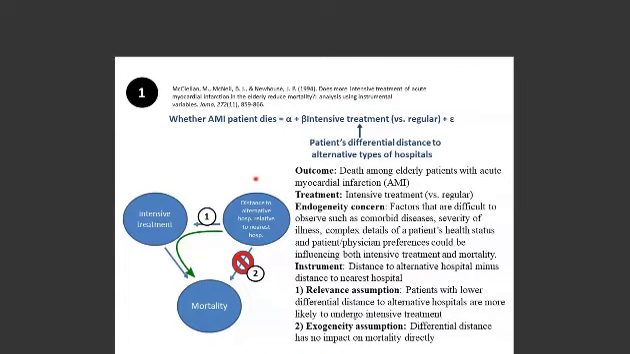So looking at our picture here, we're saying that, again, the relevance is that the distance to alternative hospital relative to nearest hospital does have an impact on intensive treatment, meaning that patients that live closer to the alternative hospital are more likely to get intensive treatment. And this differential distance doesn't have a direct impact on mortality. The only impact it has on mortality is through this indirect channel of impacting the endogenous regressor first.